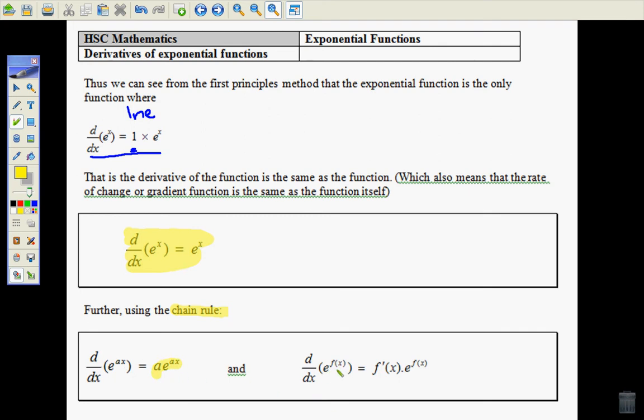Or in a more general type of function, if it's e to the function of x, that would equal the derivative of the function times e to the function. Notice again, that function won't change, but we multiply it by the derivative of the function. So that's how we use the chain rule in relation to the exponential function and the derivatives of the exponential function. So keep reminding yourselves as well that what we're talking about is the derivative function. It's the rate of change or the gradient function. So the gradient function was the same, or it's in proportion.